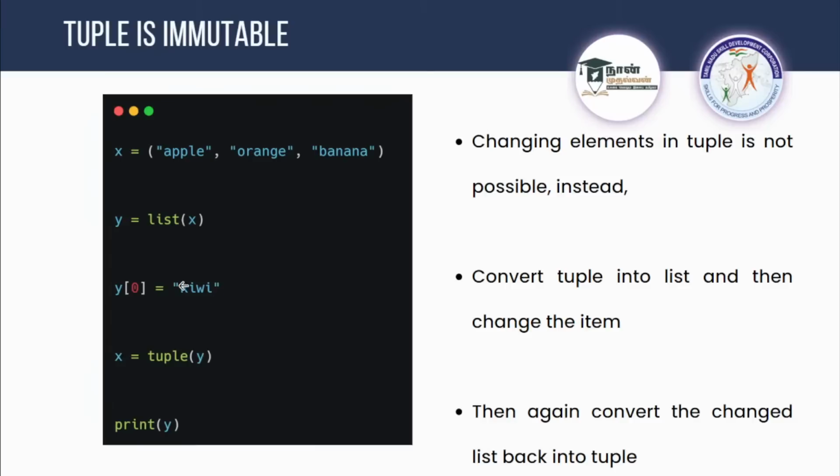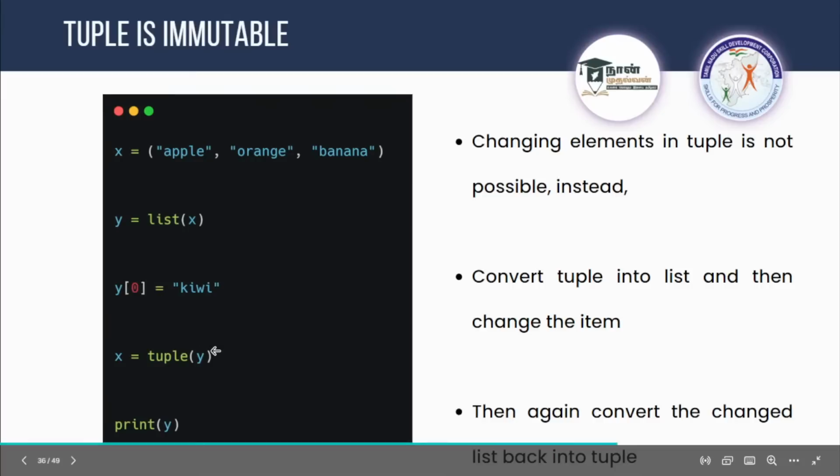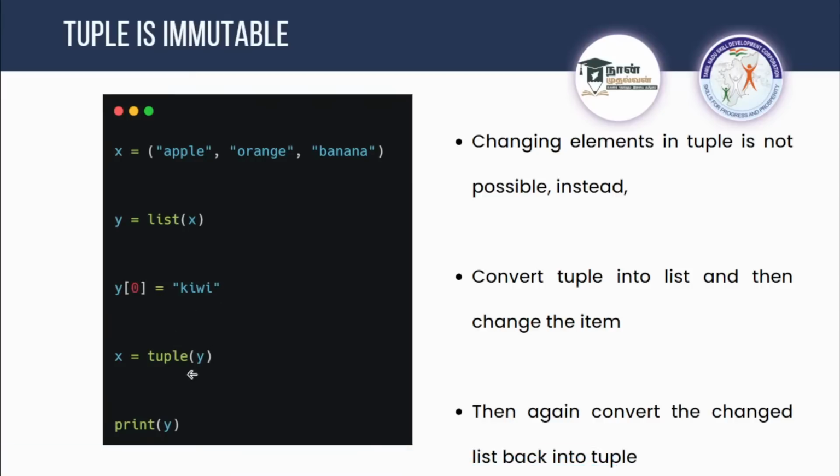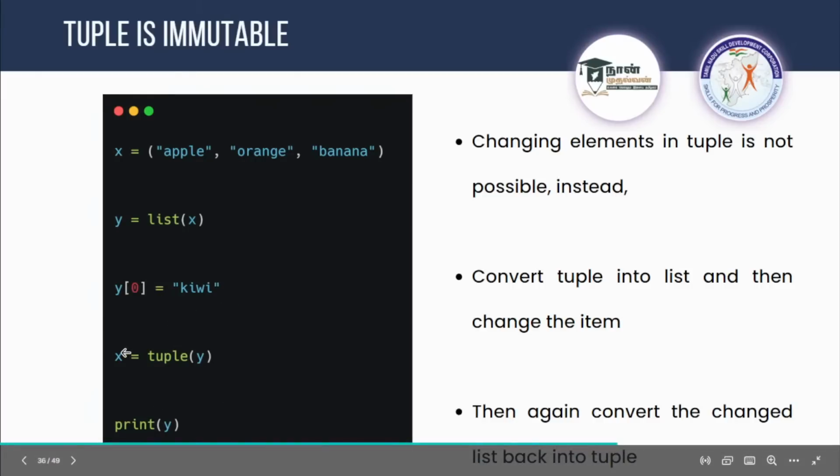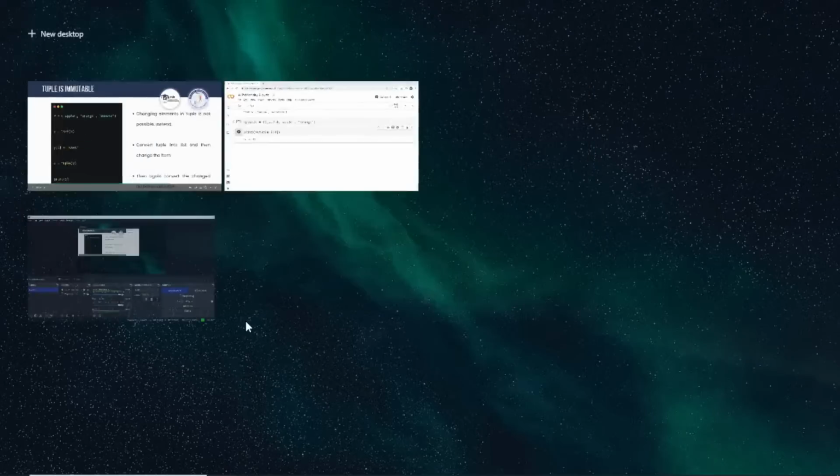Once I change that, I am going to call the tuple option. This will convert it back into a tuple. So if I pass a list here, this y will be a list with the changed thing. This will convert it into a tuple again, and it is stored in x again. We'll try to do this.